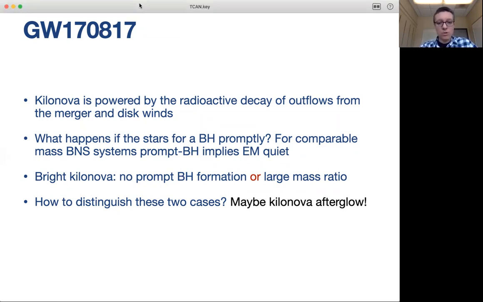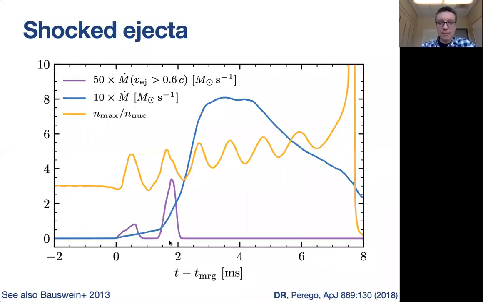One thing that I want to comment on is that there may be a way, and this is a little bit more speculative, but since it has not been discussed so far, I wanted to bring it up. There may be a way to distinguish these two cases. And the distinguishing factor is in this very fast tail of the ejecta. So if I go back a couple of slides, you see that there is material ejected with very large velocity. And this is really triggered by the shocks formed either at the time of merger, but mostly when the remnant bounces back.